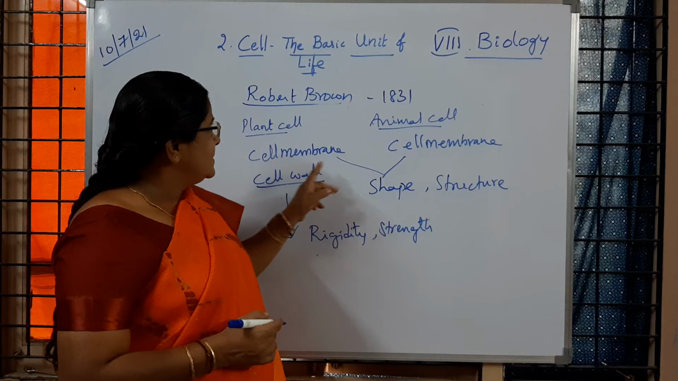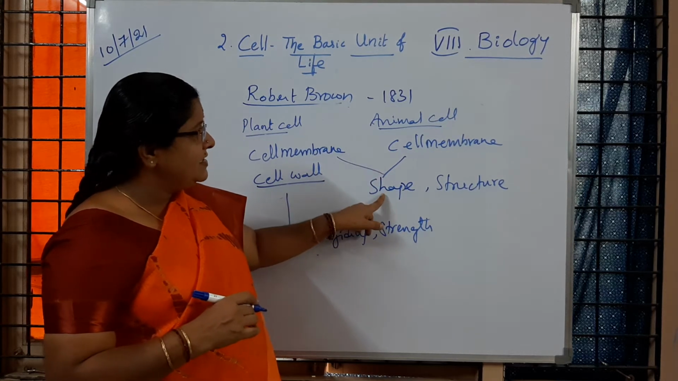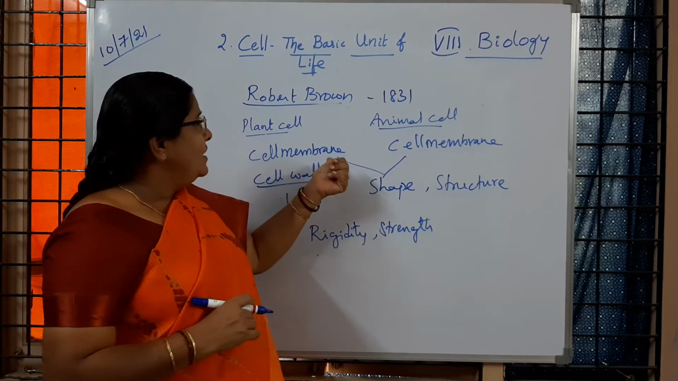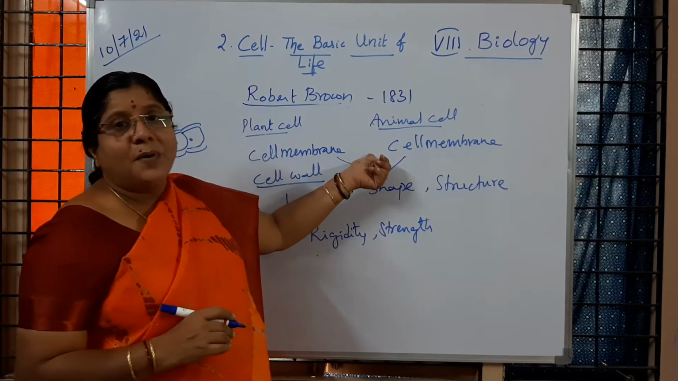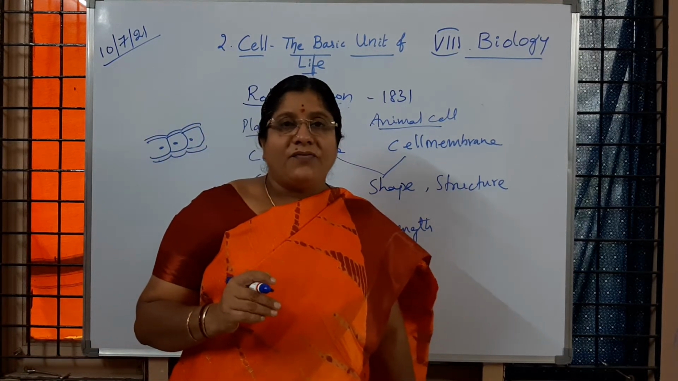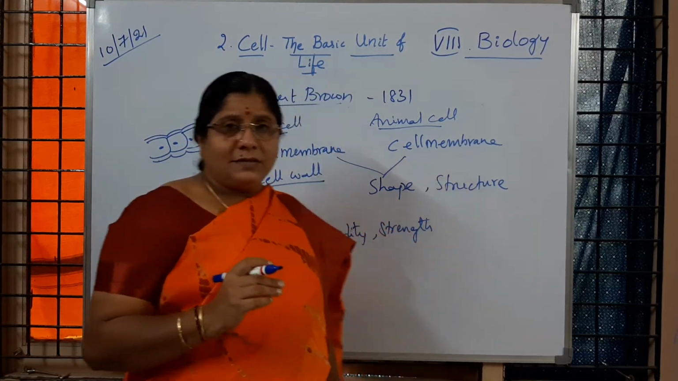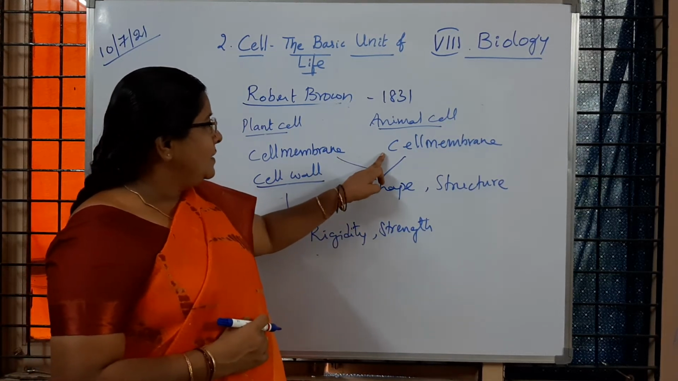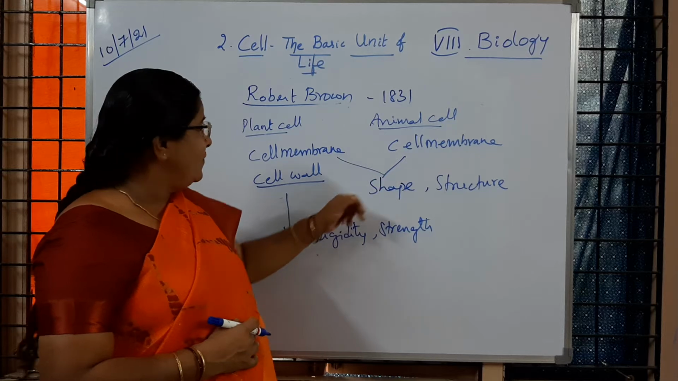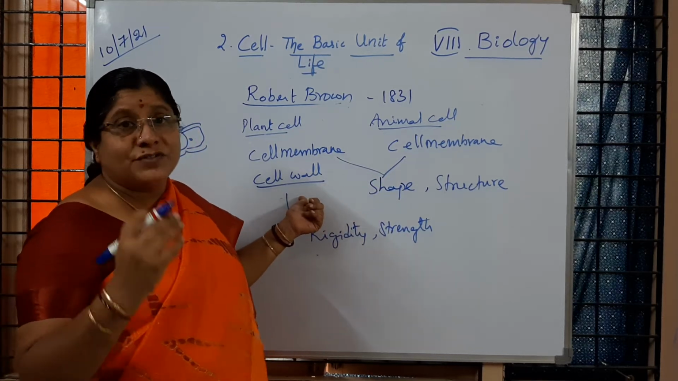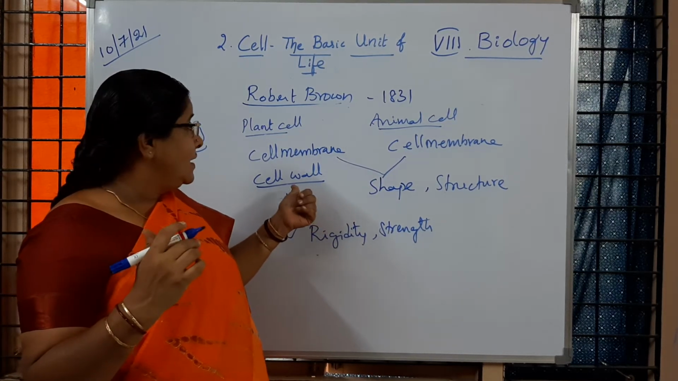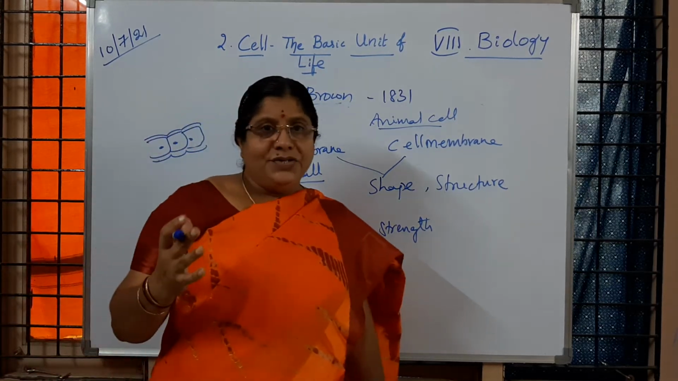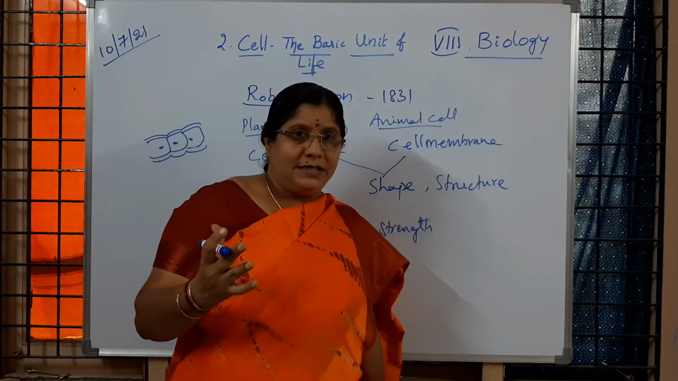Then what about the cell membrane? The cell membrane is giving shape and structure to the cell. Okay. Then what is the cell membrane made up of? The cell membrane is made up of lipids and proteins. Lipids and proteins are nothing but nutrients, children, of which the cell membrane is made up. Whereas the cell wall, as it is very strong, is made up of cellulose. Again, it is also one of the nutrients, a carbohydrate. Is it clear to children?